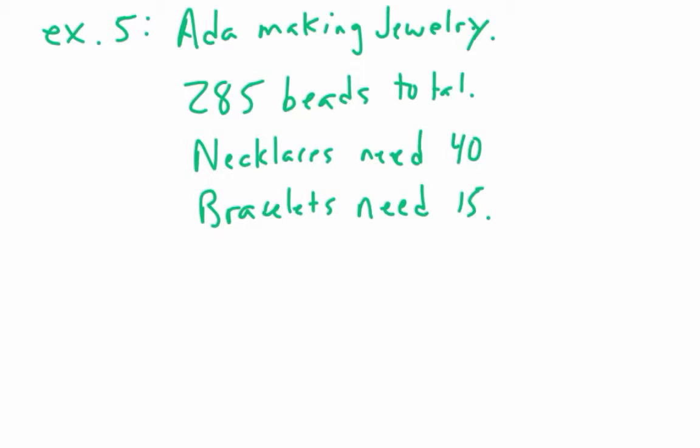What do you think? Maybe a good place to start is our variables. We want our variables to be N and B. You could do X and Y if you wanted to, but then I'd make sure you identify X as the number of necklaces and Y as the number of bracelets or something like that. All right. So we have 285, 40, and 15. Somebody turn it into an inequality.